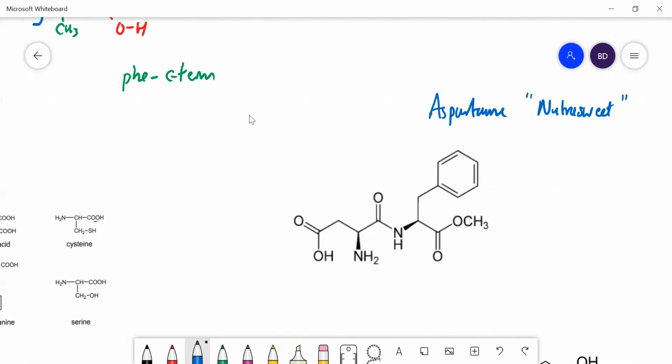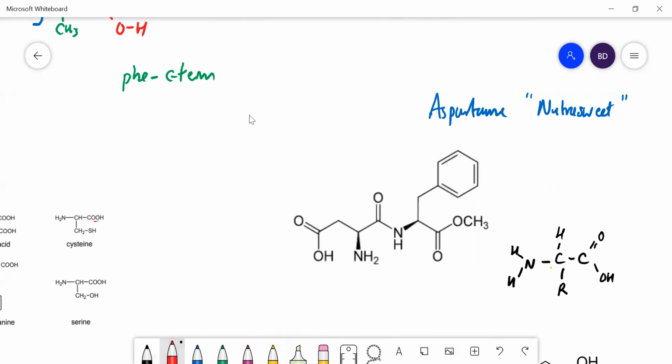So what I'm going to do is, let's draw the basic structure of an amino acid here. So we have a carboxylic acid group, then we have the alpha carbon with the hydrogen attached and the R group, and then we have the NH2 group.